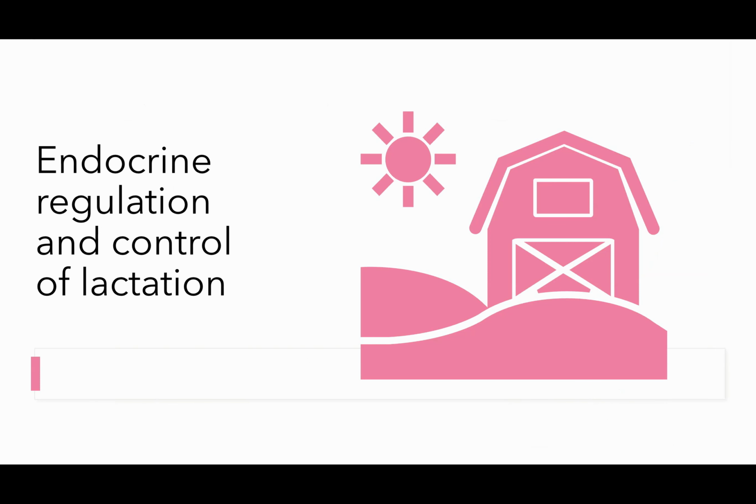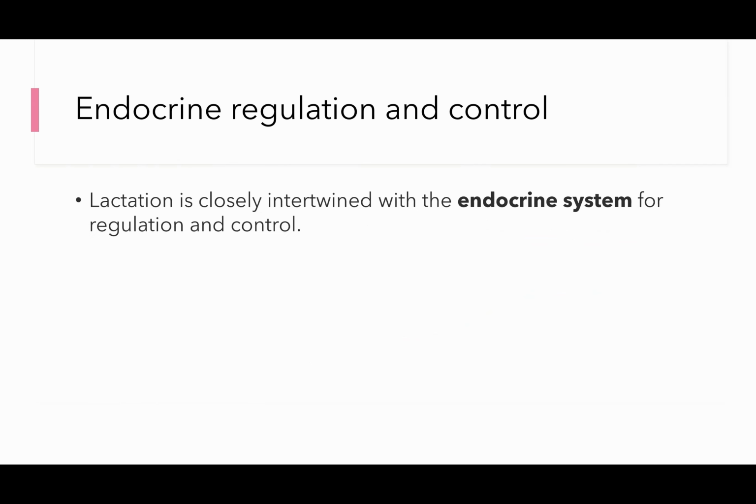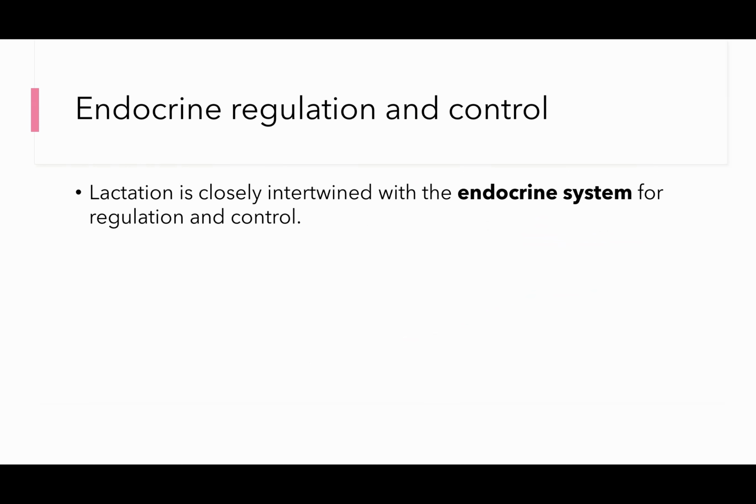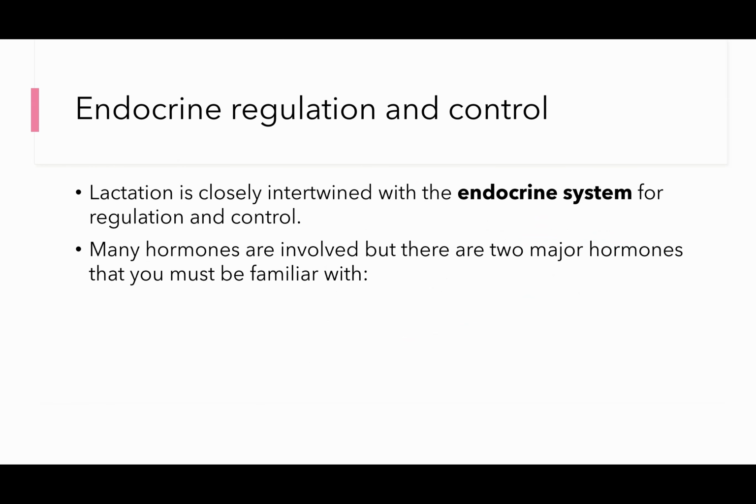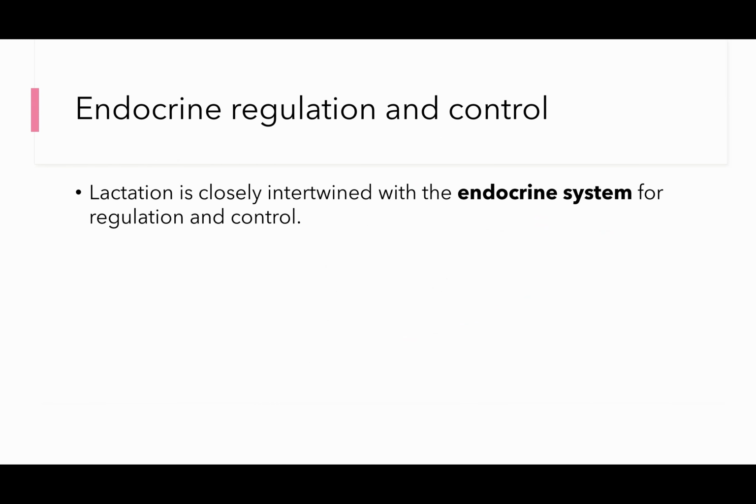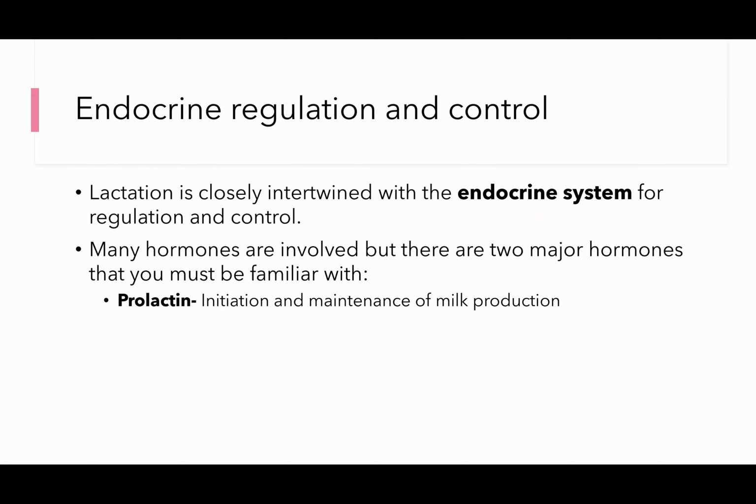Now, lactation is strongly controlled by the endocrine system. Again, the endocrine system, we have looked at it previously, and it is responsible for regulation of various functions throughout the body. There are many hormones involved in this process, but the two major ones I want you to be familiar with are prolactin, which in this process is responsible for initiation and maintenance of milk production, and oxytocin. Oxytocin is solely associated with the milk letdown and secretion.